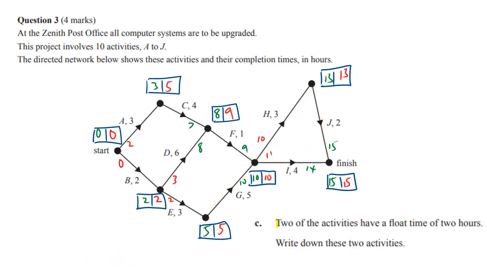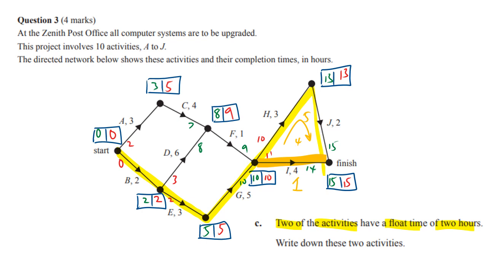Okay, so now to find that 2 of the activities have a float time of 2 hours, we've got to find what those 2 activities are. Now, we said our critical path was like so. Now, this means we've got some other things that are not on the critical path. So that is not on the critical path, and that has a float time of 1. We know that because this is 5 and this is 4, and the difference is 1.